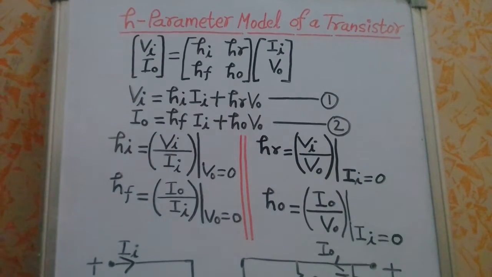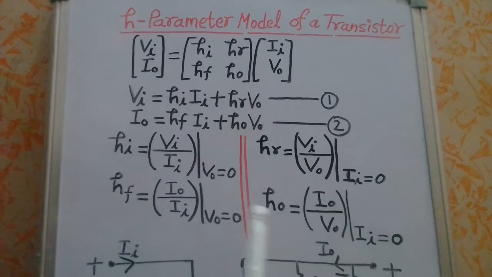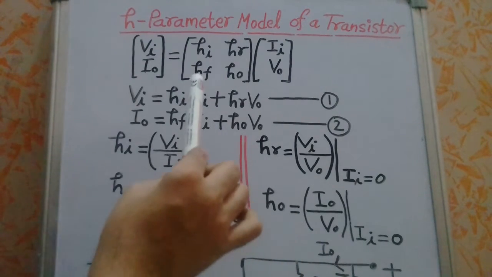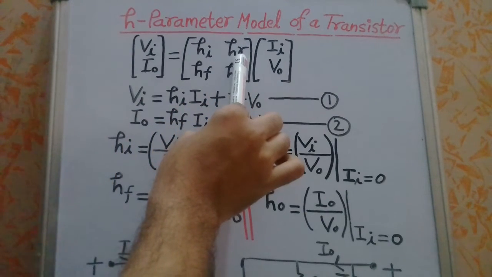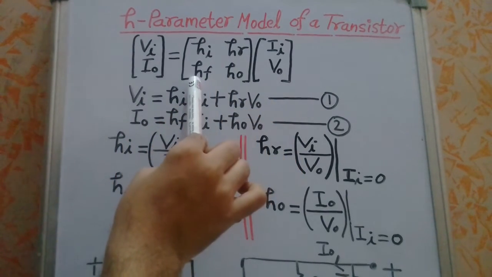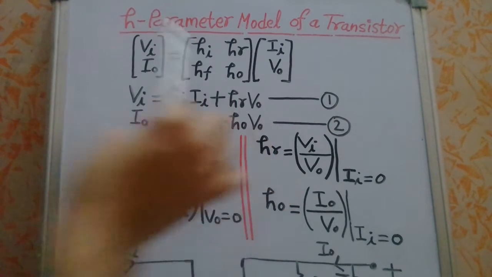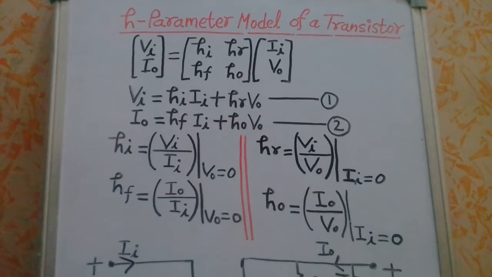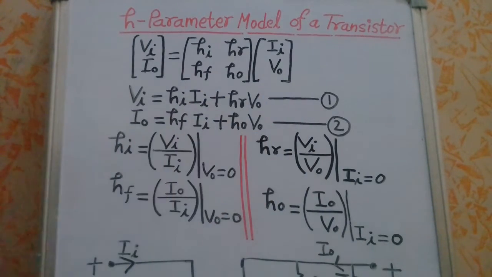Now our aim is to calculate all these h parameters. That means our aim is to calculate hi, hr, hf, and ho. What are the names of these parameters? That we will discuss.